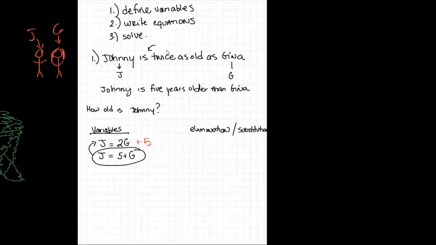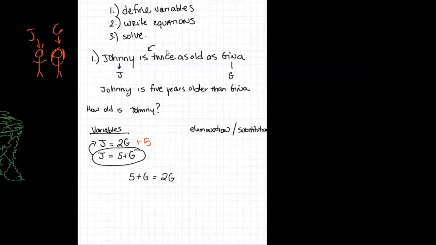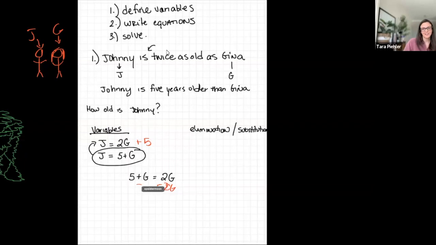J equals 5 plus G, so it'd be 5 plus G equals 2G. Perfect. Solve for G. G must be, well, G has to be 5. Wait a minute, that's not right. Oh yeah, you're correct. It's 5. How'd you get there?